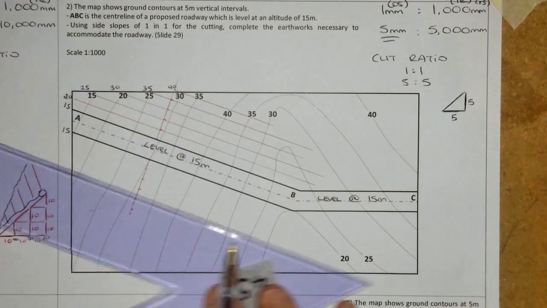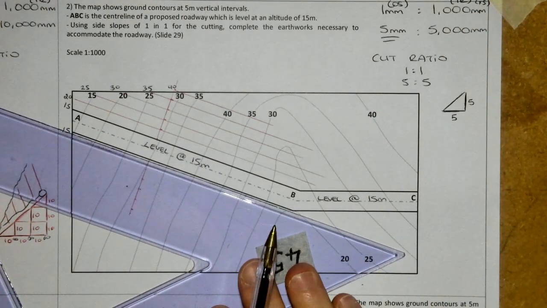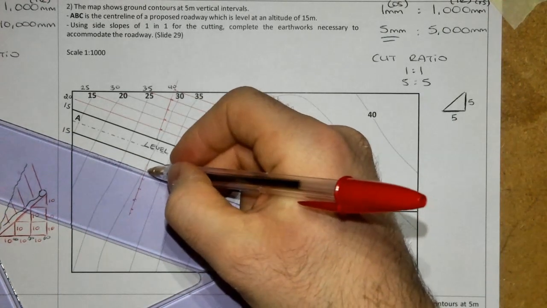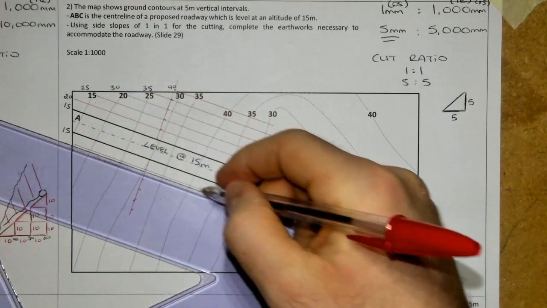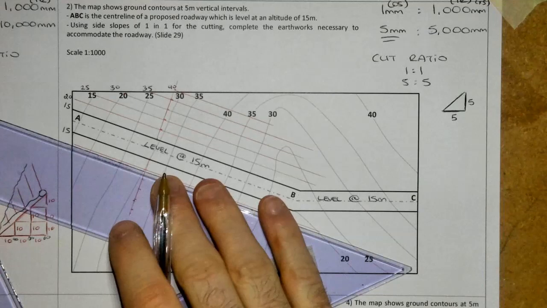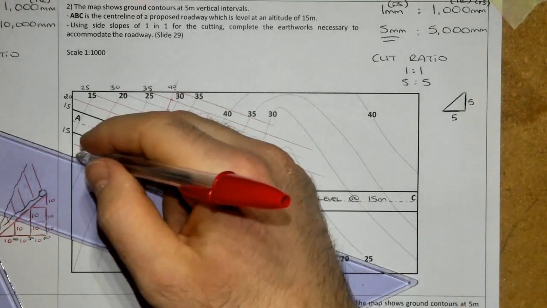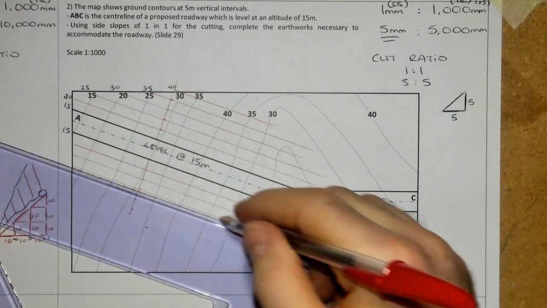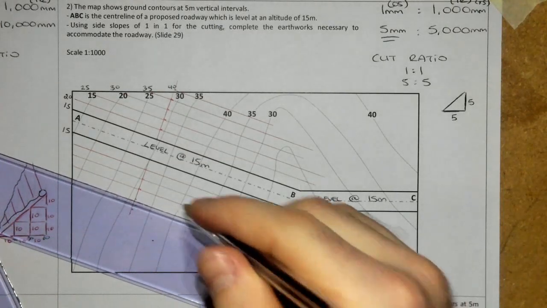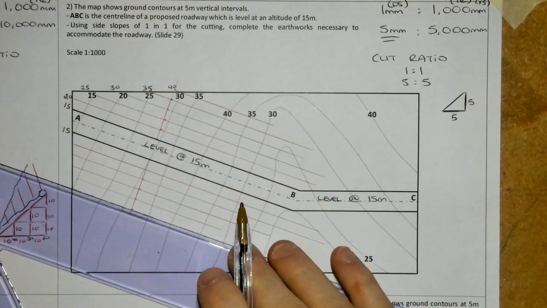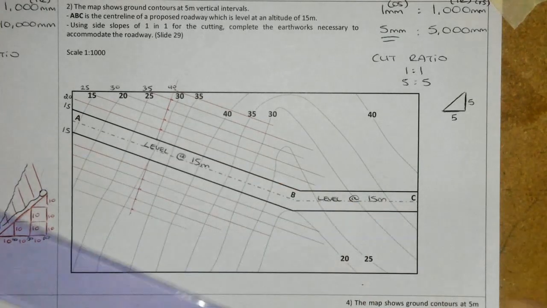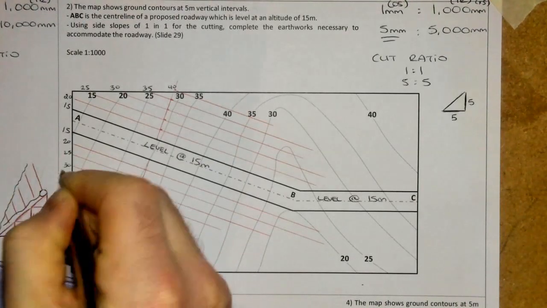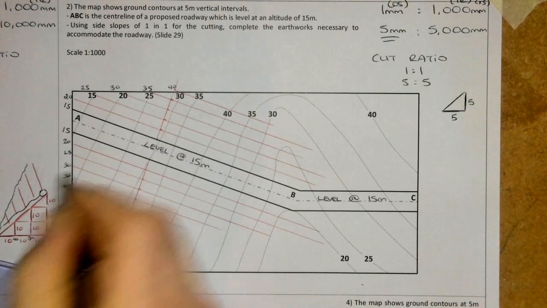I'll do the exact same. I'm actually just going to move on. I'm going to do the same below. So parallel line, sliding set squares. Extend that one on. So that's my 20. Then I've got 25, 30, 35, and finally 40. I think that's as much as I need. So here is 20, 25, 30, 35, and finally 40 there as well.